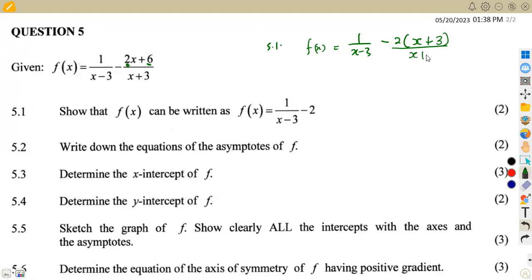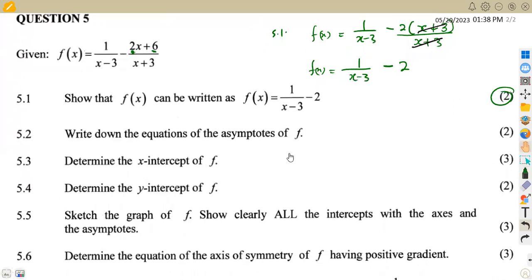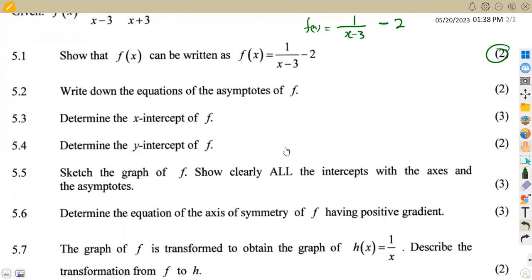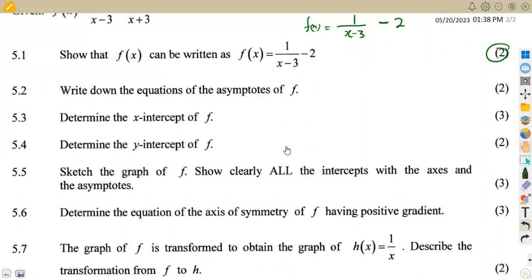As we can see, these two are the same, so we can cancel. That gives us our f of x in the format that we are given. So our f of x is going to be 1 over x minus 3 minus 2, because this part cancelled. So this gives us a negative 2. That is what you're just asked to show, 2 marks for that.